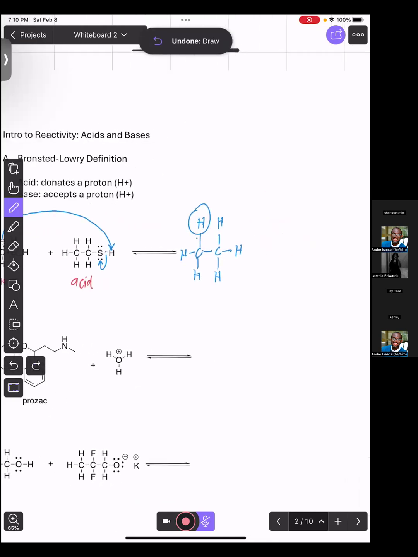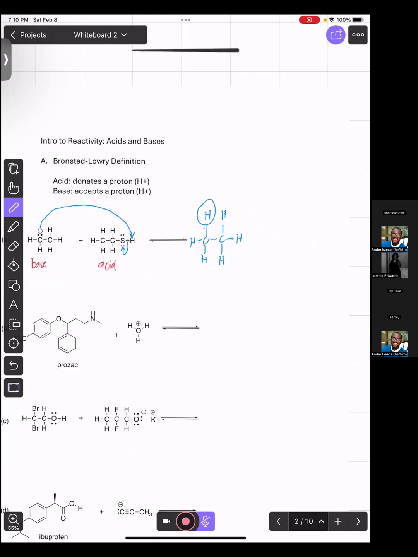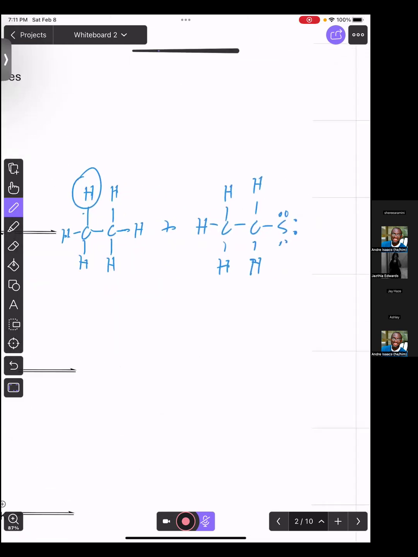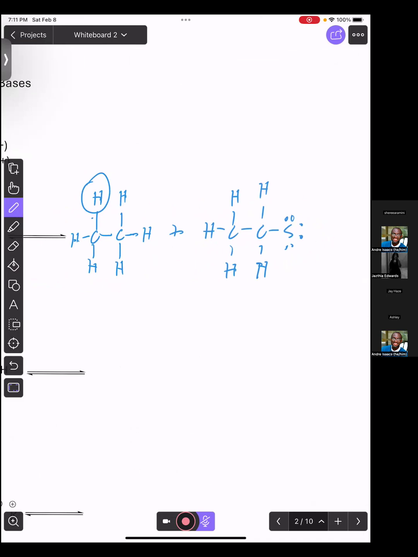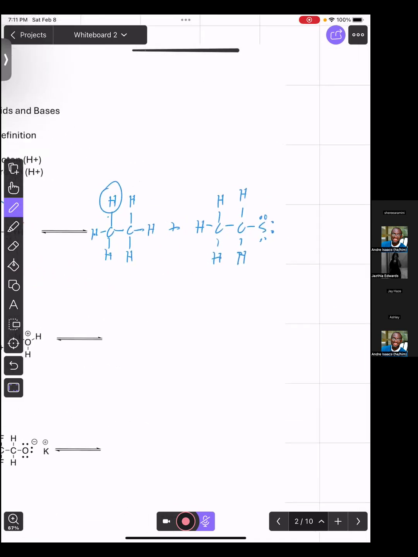And so what happened now to the sulfur? The sulfur is now going to have one less hydrogen atom. And so we must have a result that looks like this. And we also gave two more electrons to the sulfur, right? We just donated two more electrons to the sulfur because sulfur had two and now it has four to itself.